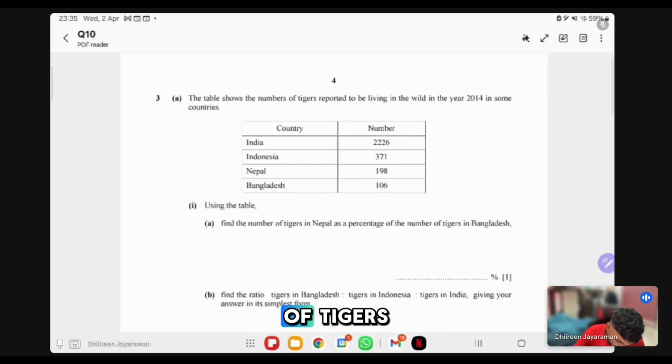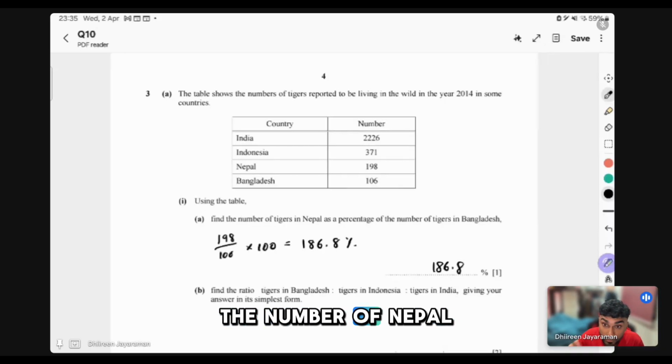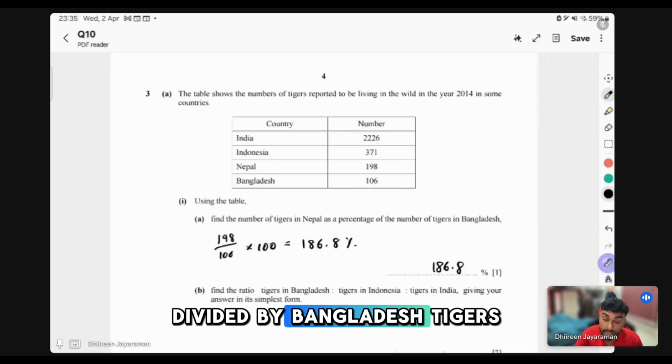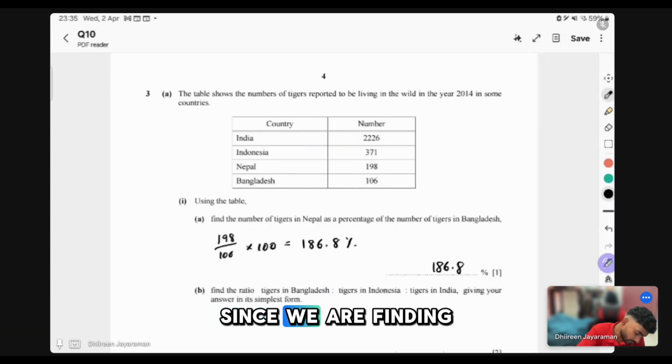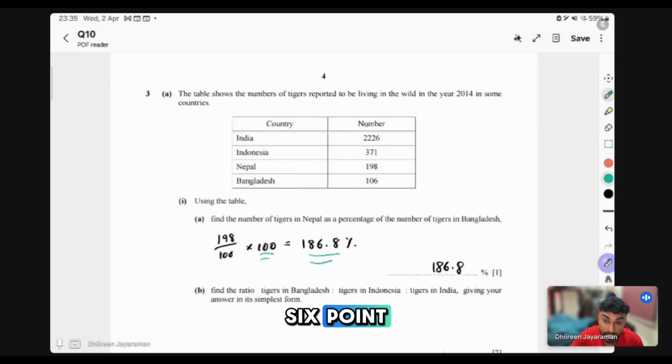The table shows the number of tigers reported to be living in 2024 in some countries. Using the table, find the number of tigers in Nepal as a percentage of the number of tigers in Bangladesh. So we just take the number of Nepal tigers divided by Bangladesh tigers times by 100 since we are finding a percentage, and we'll get an answer of 186.8%.